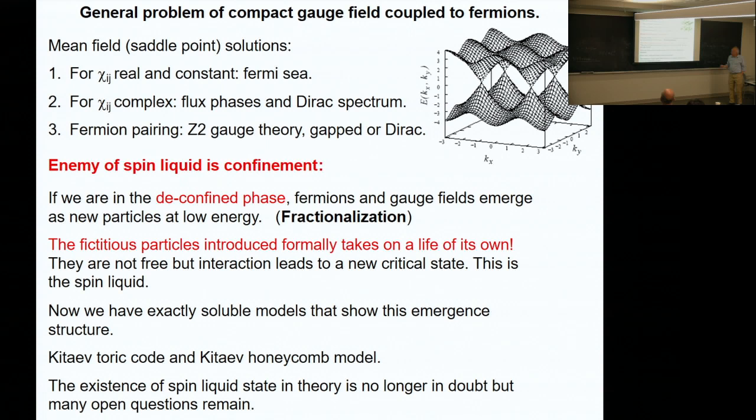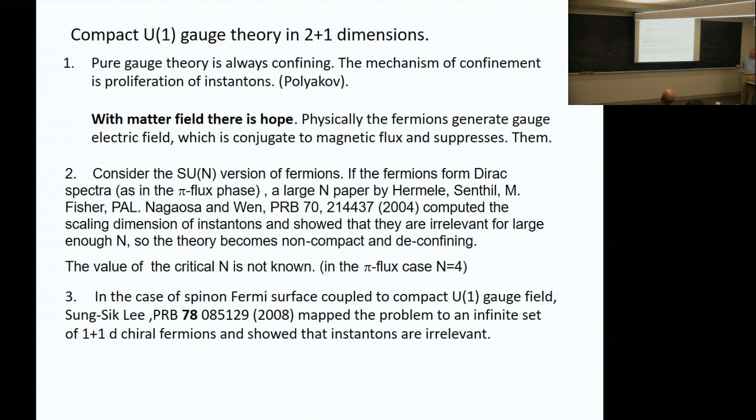Okay, right. So as I said, thanks to this exactly soluble model, the existence of a spin liquid state, the possibility of deconfinement, is no longer in doubt. But there are still many open questions about the properties of these deconfined states. So the problem now reduces to a problem of compact U(1) lattice gauge theory in 2+1 dimensions. So that's how we have turned our problem into this strong coupling one.